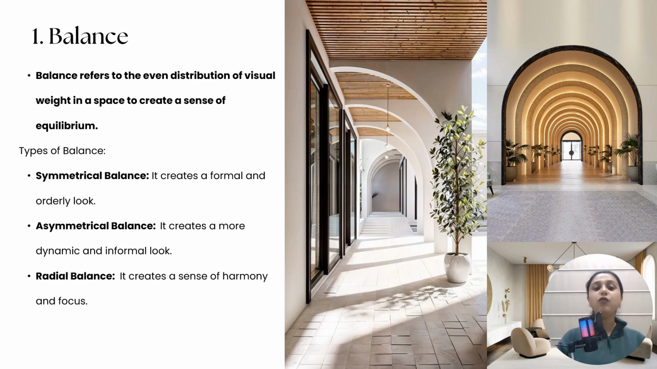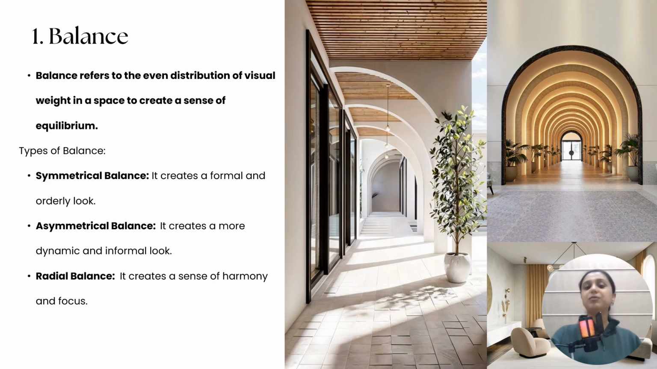Secondly, you can go for asymmetrical balance, which is the second image that you see. Here we have some boxy elements, but we also have arches. But both of them are equally balanced. We have created a set of them in such a way that both of them do not overpower each other. Now the third type is called radial balance.